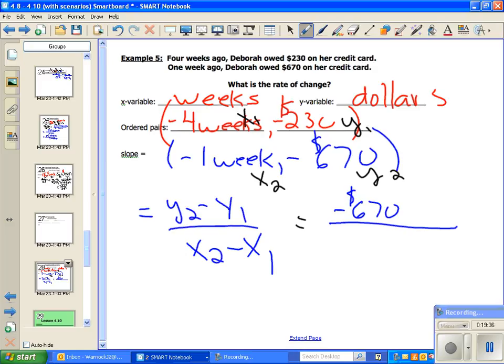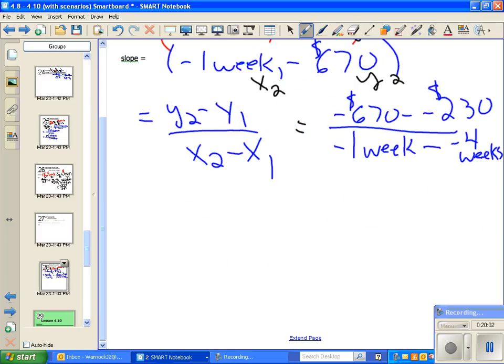Negative $270 minus negative $230. Make sure that you guys have 2 negatives in a row there. You are subtracting a negative. Okay, over negative 1 week minus, and then it's a negative 4 weeks. Okay, so there will be times whenever you have 2 negatives in a row. Two negatives make a positive. I always say if you have two negatives, it makes a big mama plus there. Okay, big fat plus sign.